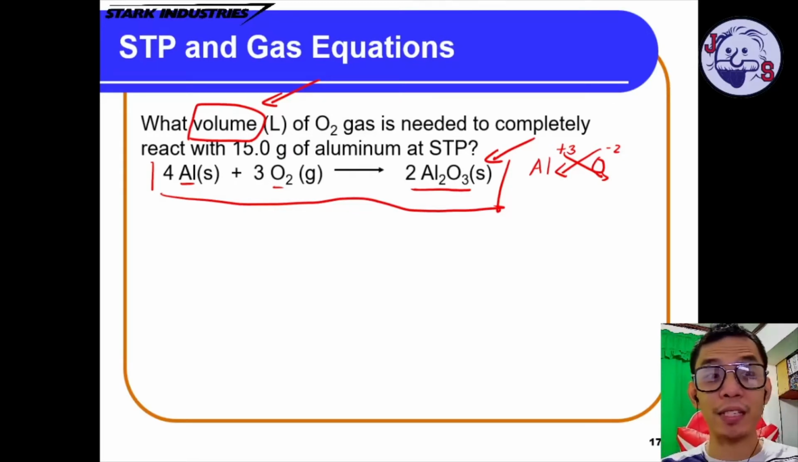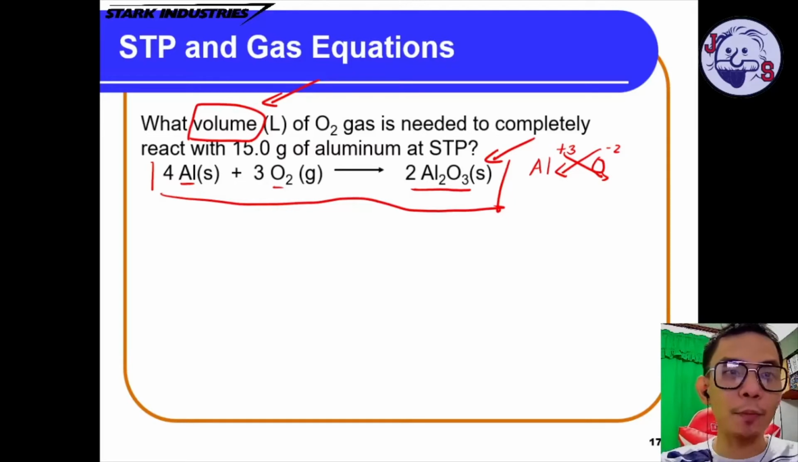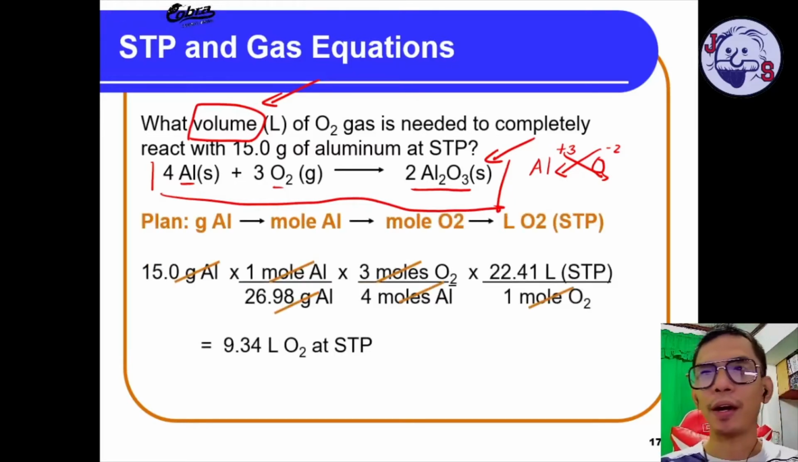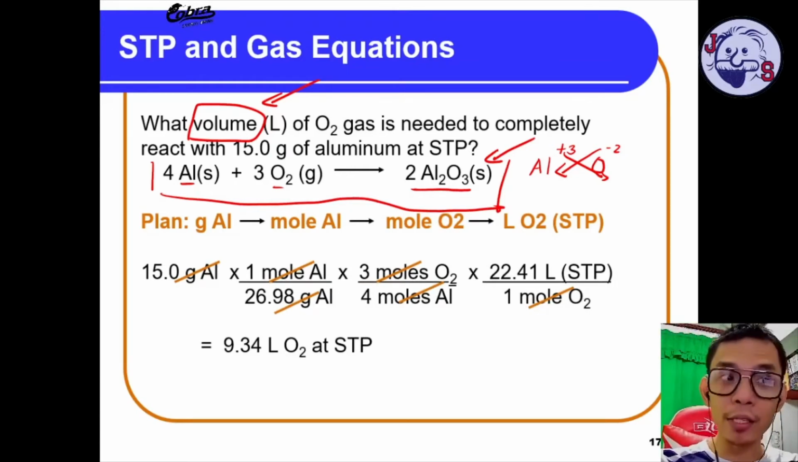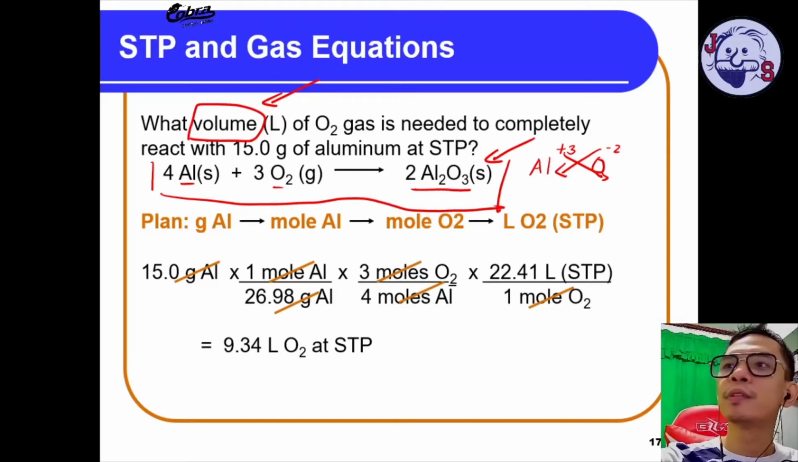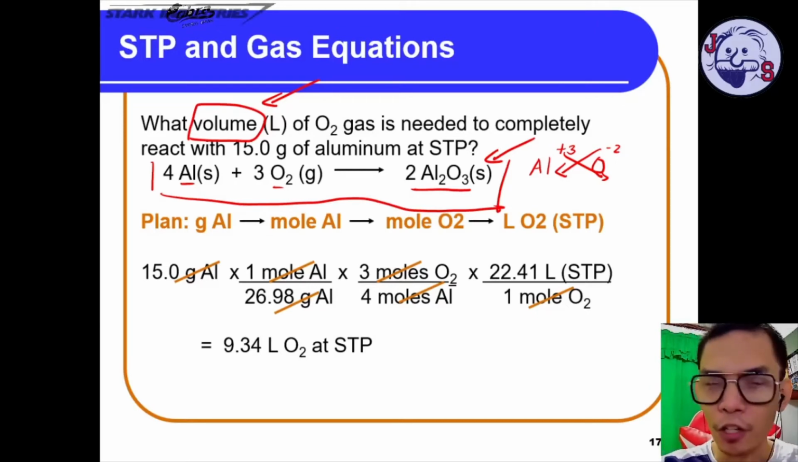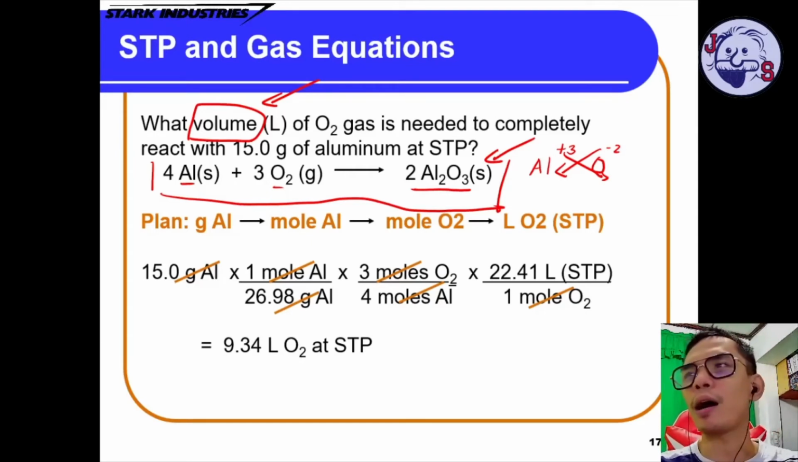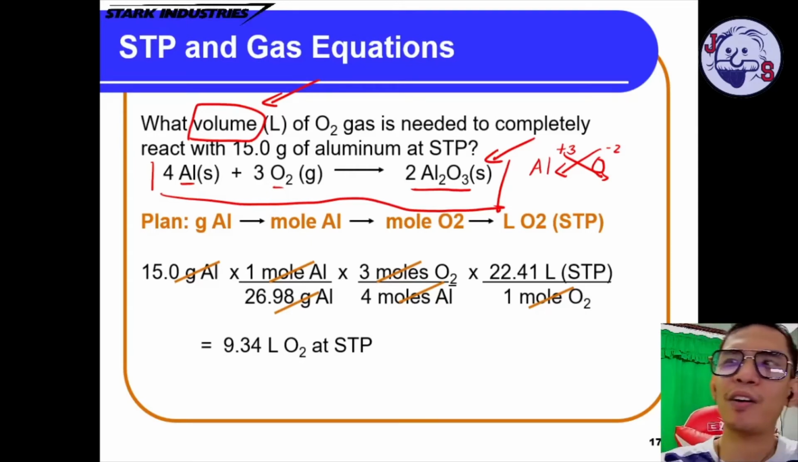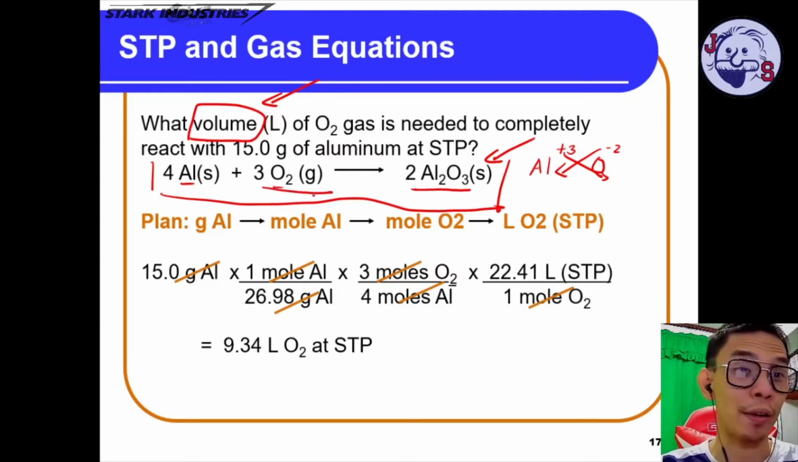Alright, so let's answer this problem. I have already provided the solution for this problem. The first step is to convert grams or mass of aluminum to the liters or volume of oxygen gas that will be produced. As you can see here, in this chemical equation, the only gas that is produced is this one.